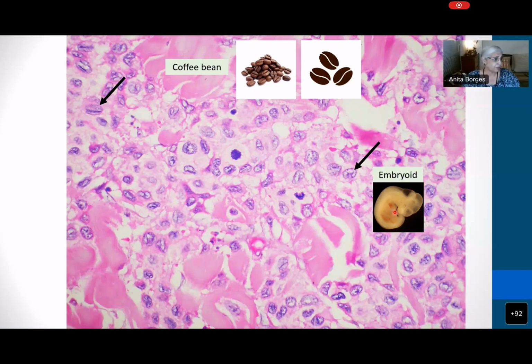Any one of you has heard of an embryoid nucleus? No? You know that it is very typical of an anaplastic large cell lymphoma. No? Okay. And if you look around here, there are all kinds of coffee beans and embryoid and curled upon themselves all over the place. So this is not an anaplastic large cell lymphoma. All of these cells could be a lymphoma like an anaplastic large cell lymphoma, but it is not.